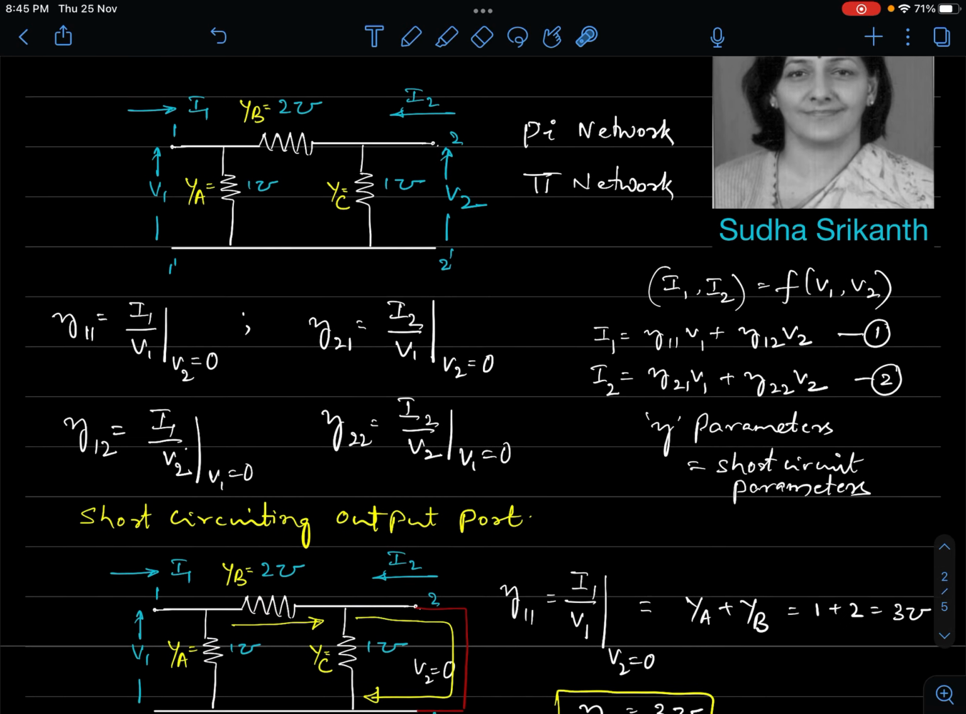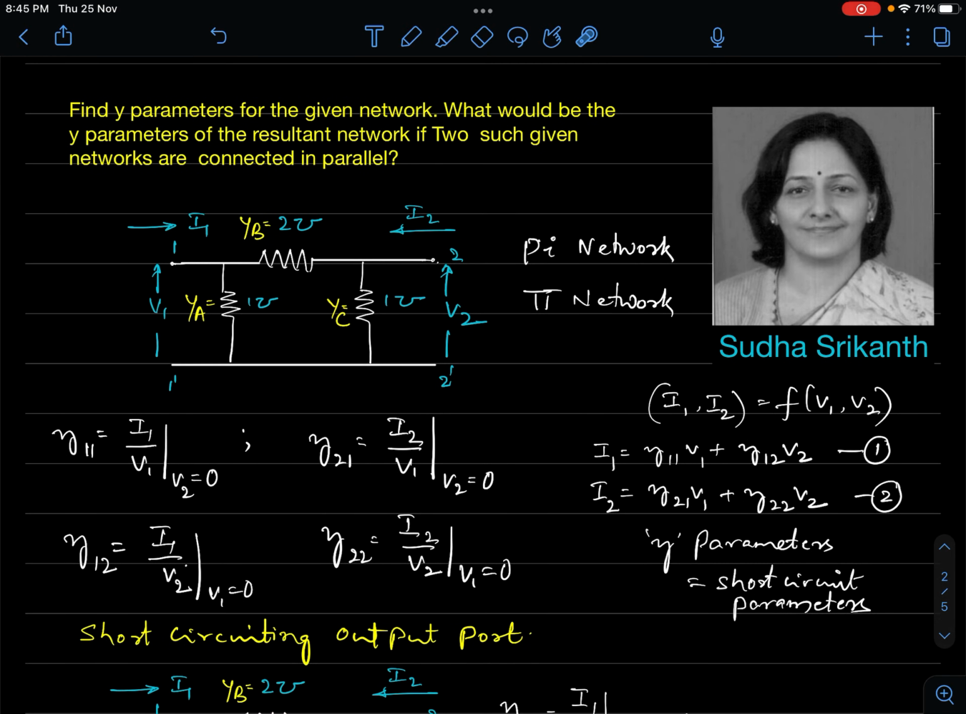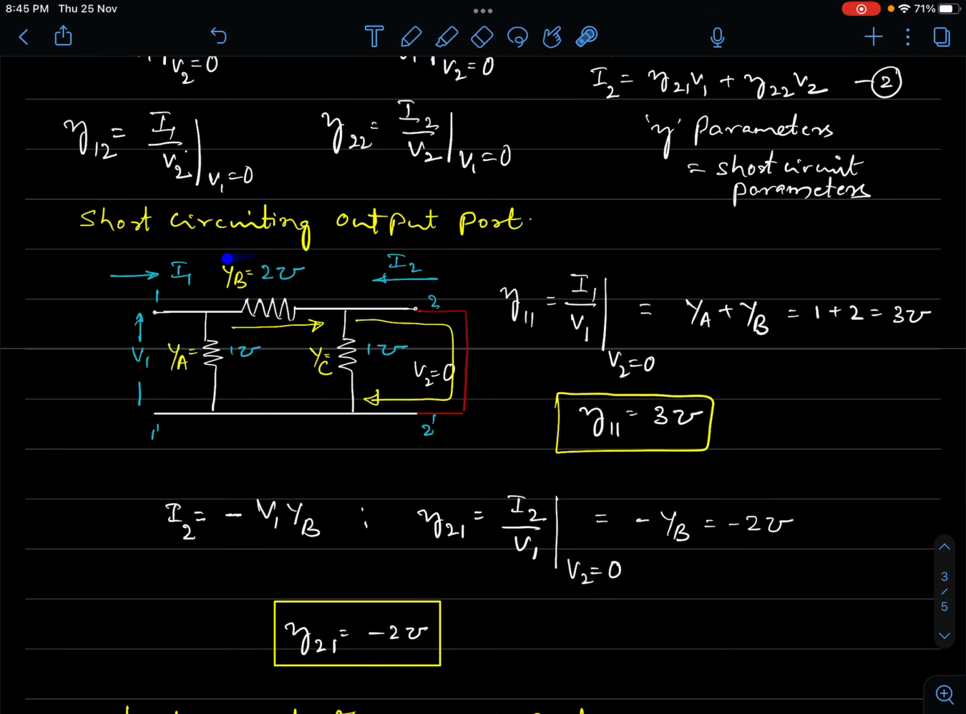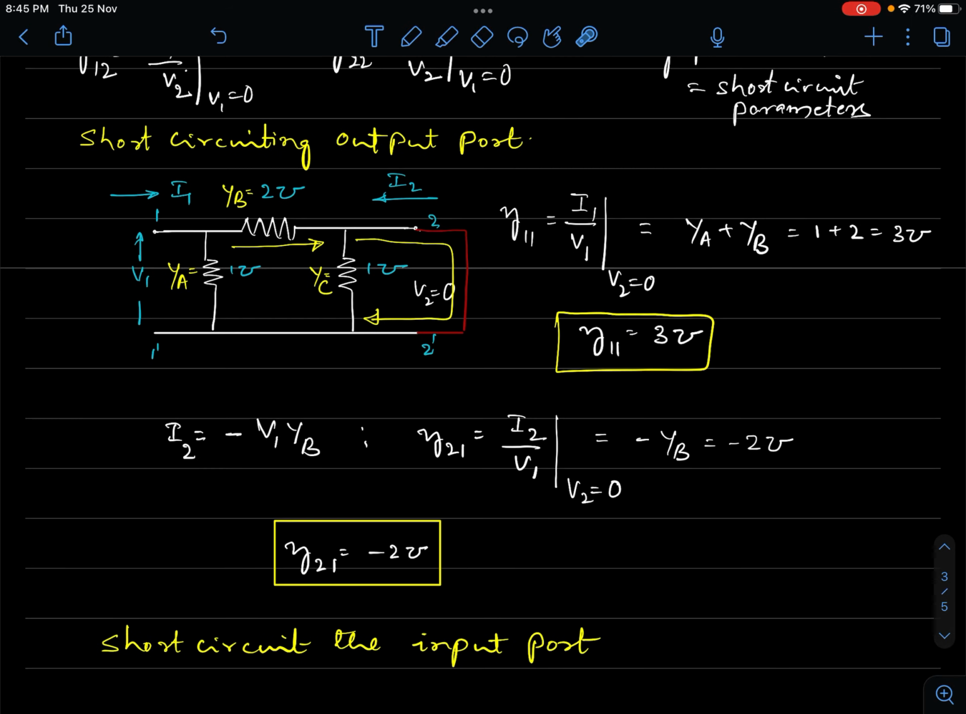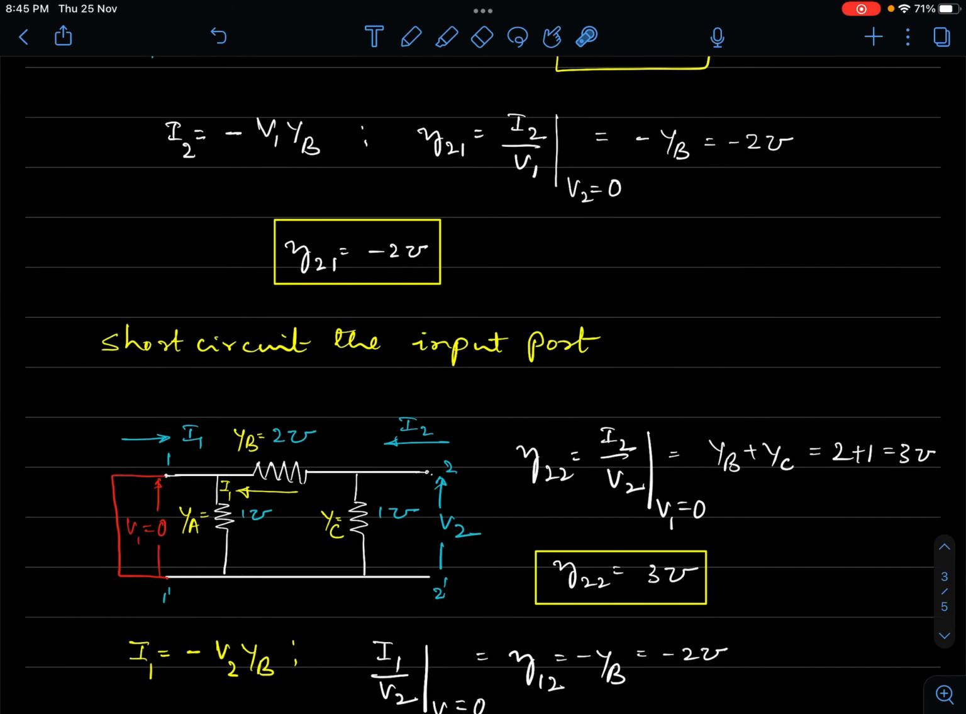It is very easy. If we have to determine y parameters, the pi shape is easy, because in the pi shape, y11 is simply the sum of these two, ya plus yb. This is important. Ya plus yb. Whereas y21 is minus yb. So these results can be directly used.